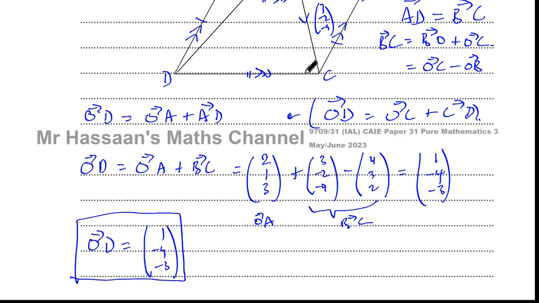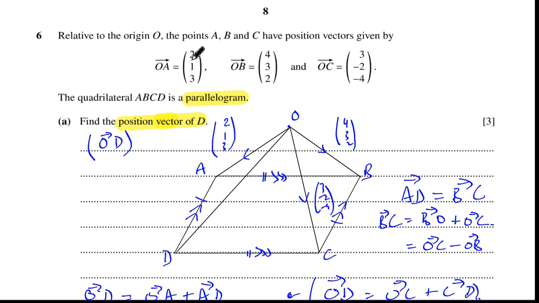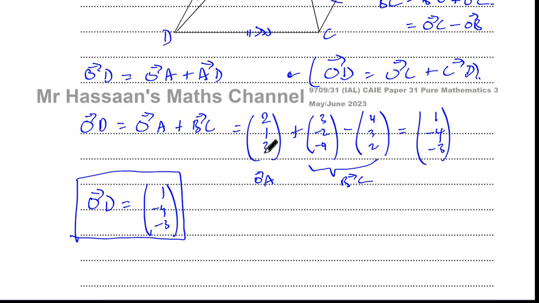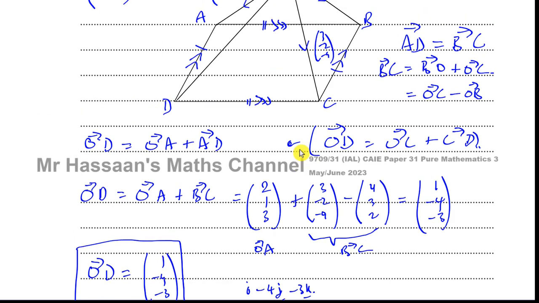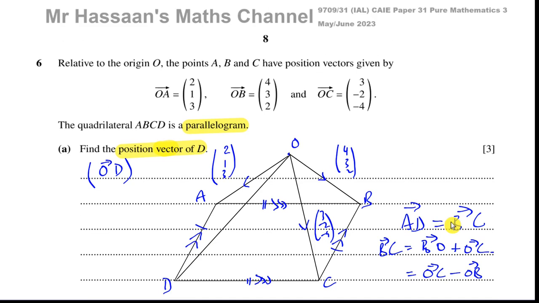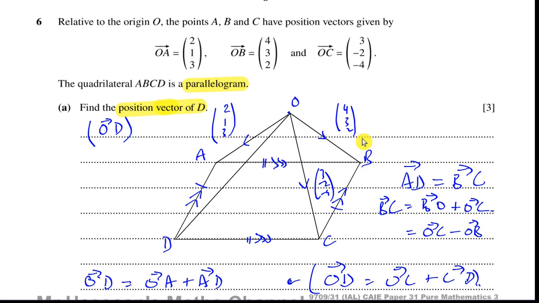Now, the question gave us the vectors in column vector form, so we should really give the answer also in column vector form. If you put it as i minus 4j minus 3k, that's also okay, but I would prefer to give it in this form because the question was given in that same column vector form. I personally prefer column vector form. So there's the answer to part A.